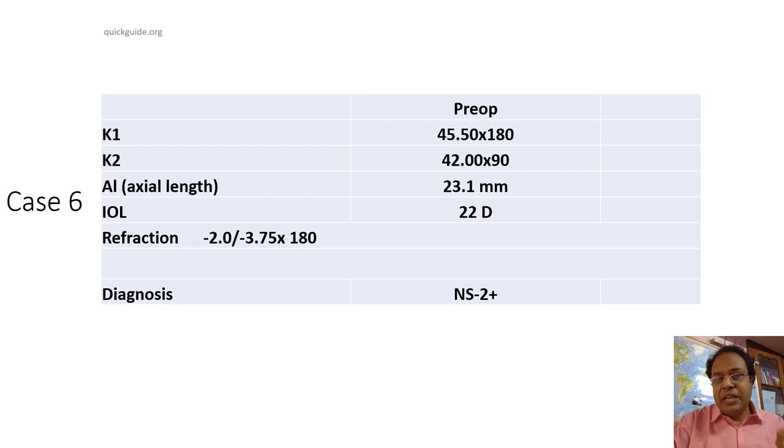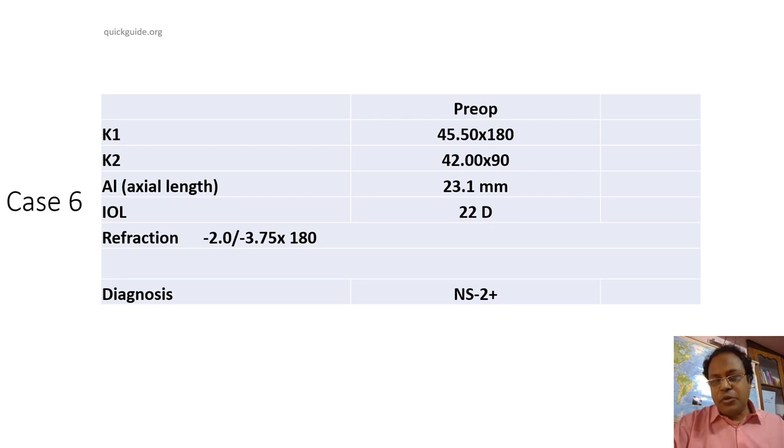And the rule is that if you are implanting a toric lens, try to see that your refraction and your corneal reading are within 1 diopter or 15 to 20 degrees in terms of axis. They should be very closely matching. If your manifest refraction is saying with the rule astigmatism and you get an against the rule astigmatism, then surely something is going to be wrong and you need to recheck that. So the rule is that your K readings and your refraction should be within 1 diopter and within 15 to 20 degrees of each other, right?